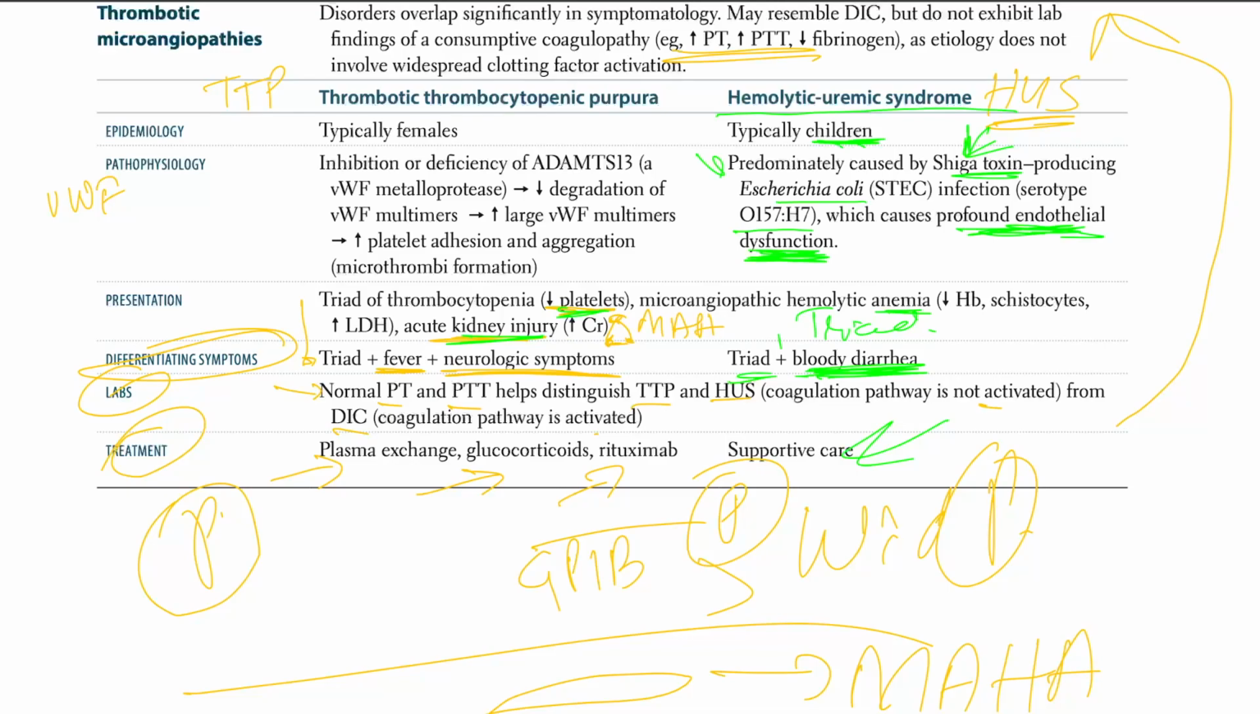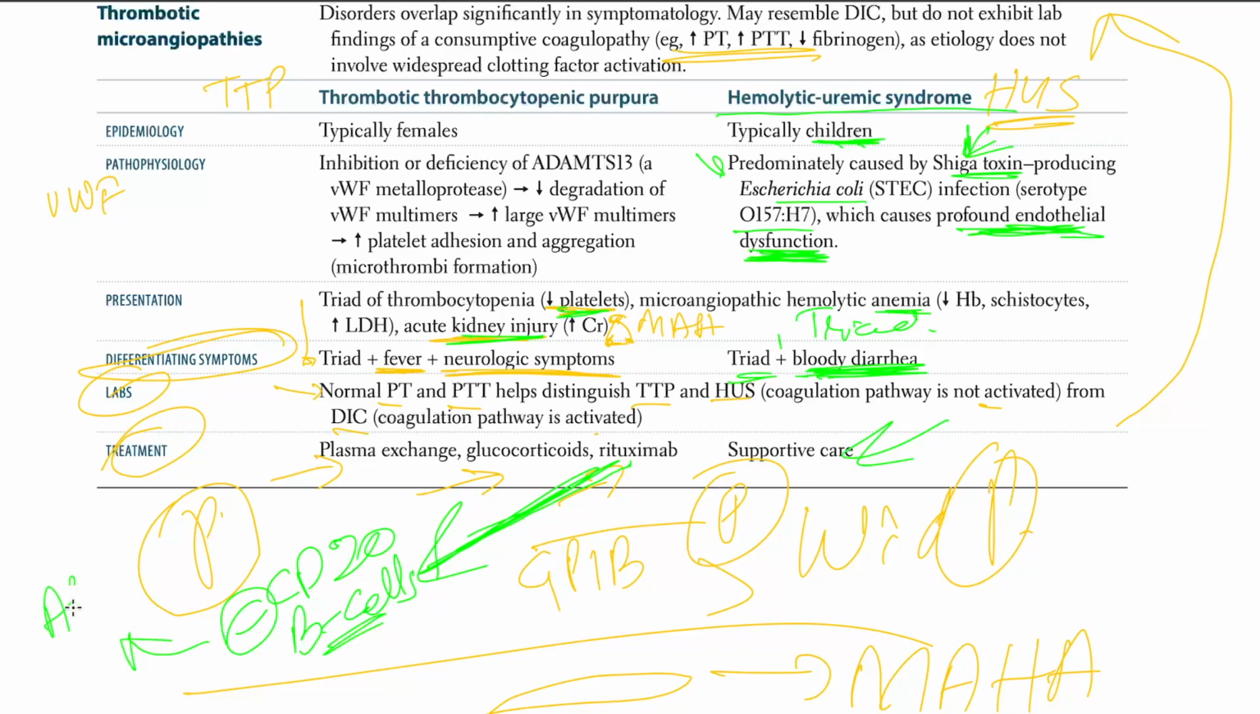So when we give rituximab here, what's the mechanism of rituximab? Rituximab is a monoclonal antibody against B cells, CD20, which are the B cells. So why B cells? Because these are making antibodies, right? They make the antibodies. So we knock them out, making no antibodies. That's the mechanism for rituximab.